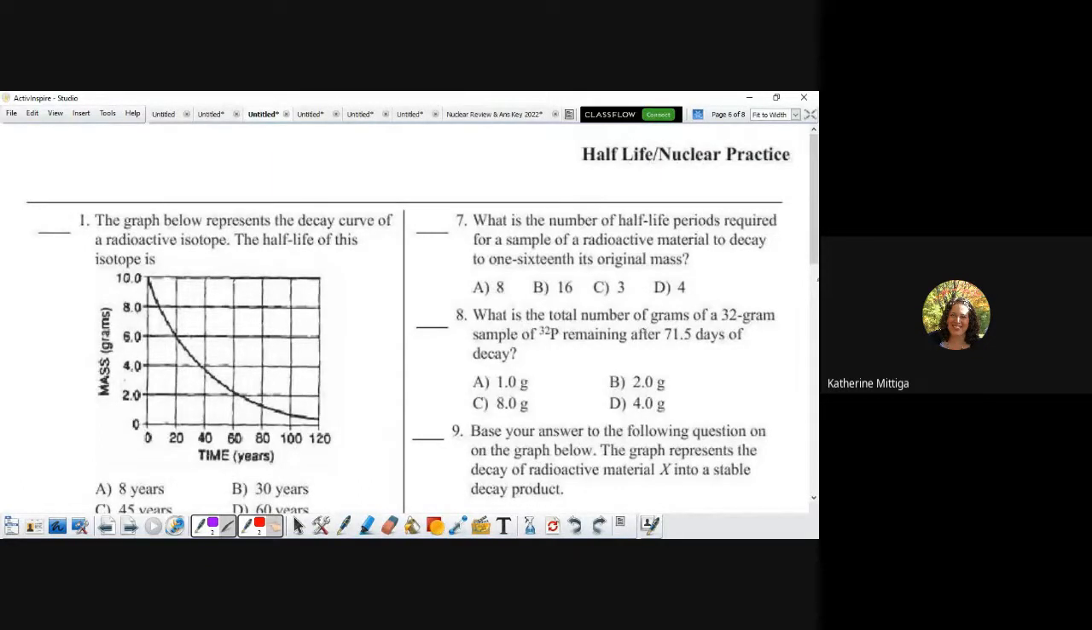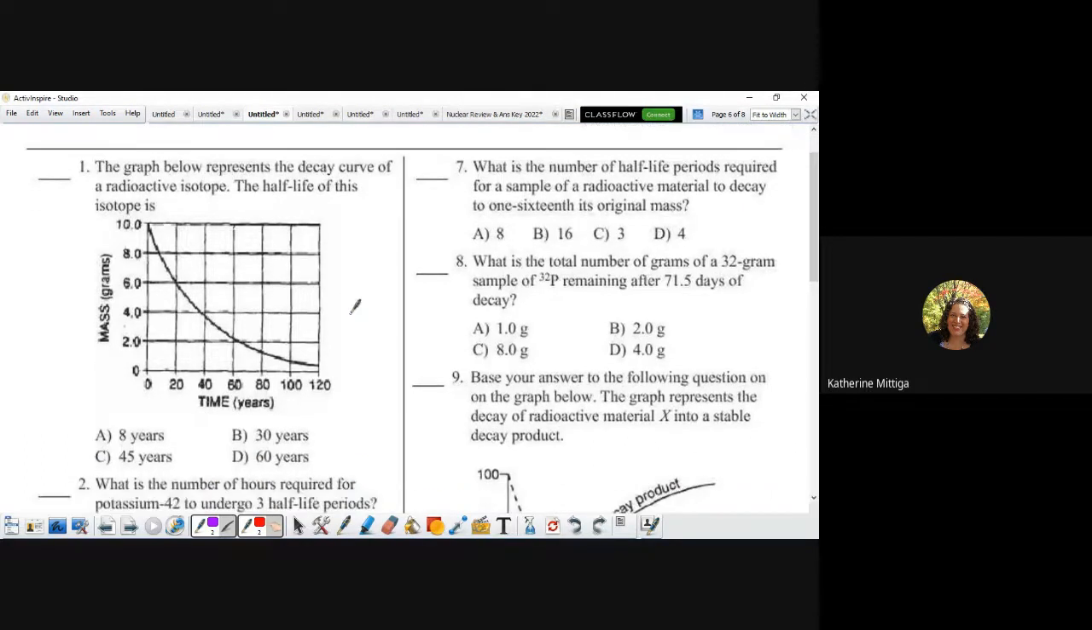Okay, so these are some half-life questions and some nuclear practice. The graph below represents the decay curve of a radioactive isotope. What is the half-life? So we start with 10 grams, and I need to figure out what 5 grams is, because that's half. So here's about 5, so 30 years.